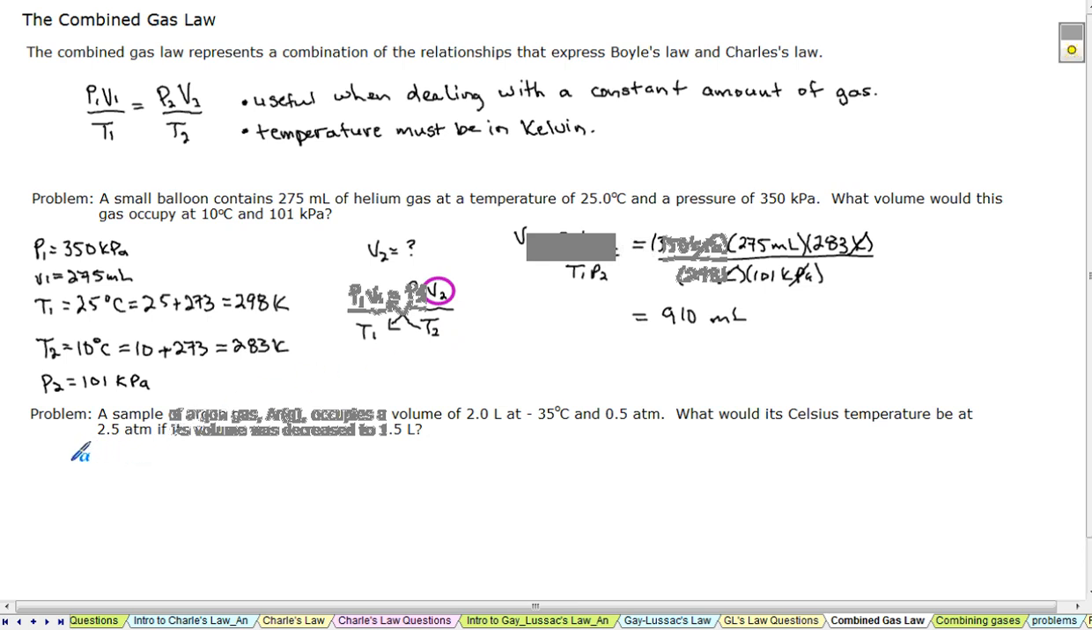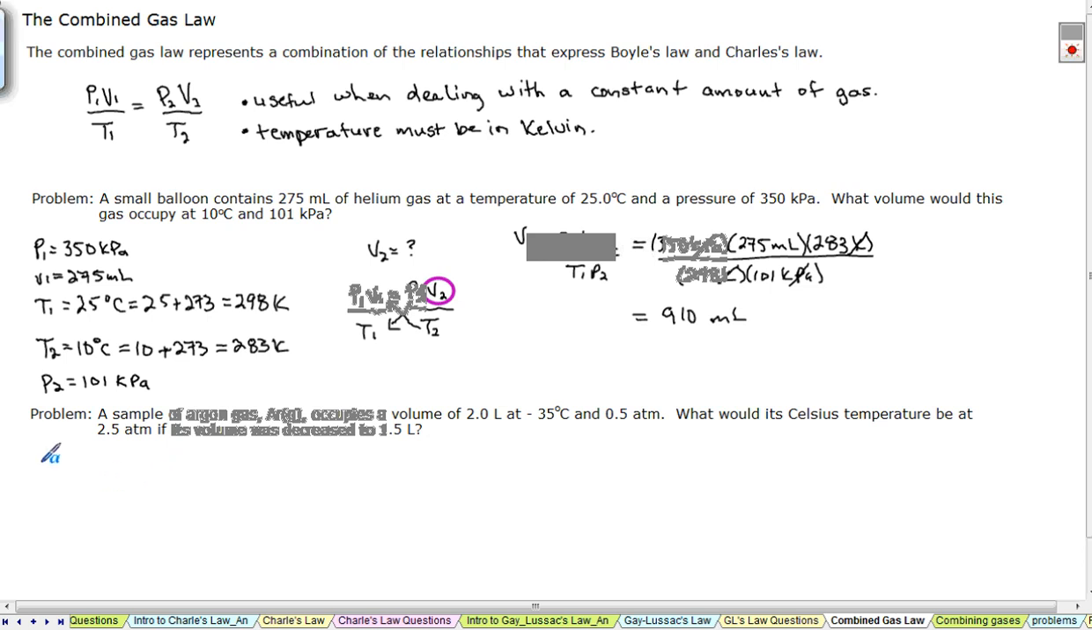We've got another problem here. We've got a sample of argon gas. It occupies a volume of 2 liters at minus 35 degrees Celsius and 0.5 atmospheres. The question asks, what would its Celsius temperature be at 2.5 atmospheres if its volume was decreased to 1.5 liters?